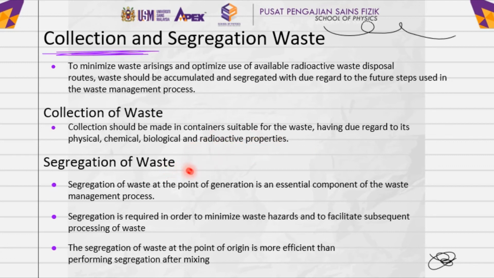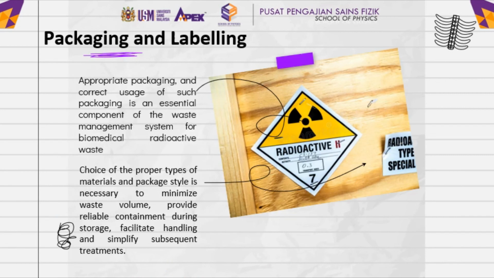Segregation of waste at the point of generation is an essential component of the waste management process because it is required in order to minimize waste hazard and to facilitate subsequent processing of waste. The segregation of waste at the point of origin is actually more efficient than performing segregation after mixing.